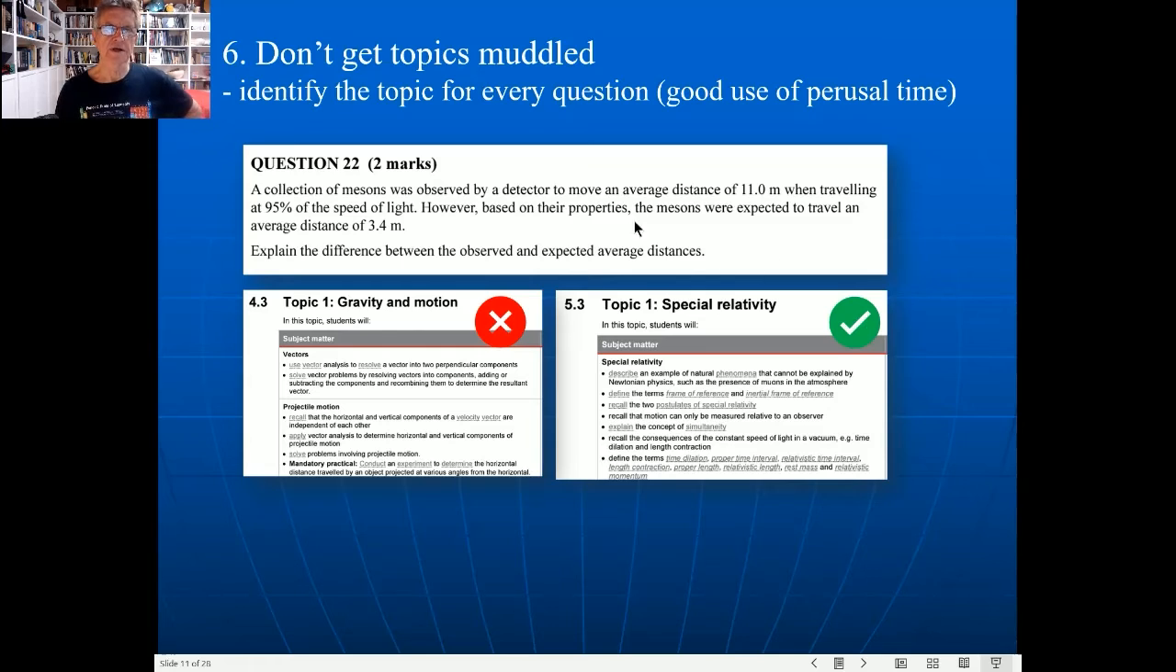Now, I've said here, what you can do in perusal time, if you've finished everything else, you're not writing, of course, but you can look through each question and in your head think, that's quantum theory, that's projectile motion, that's centripetal force, and so on. Identify the topic when you've got time just to go through it.